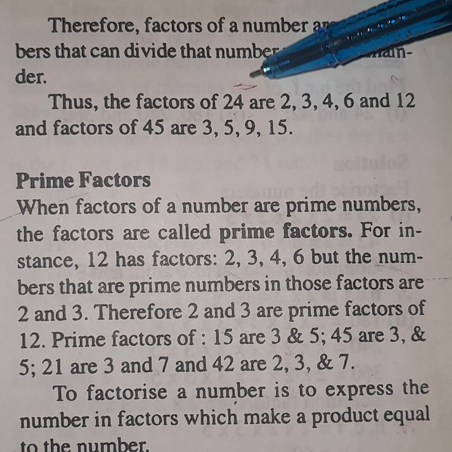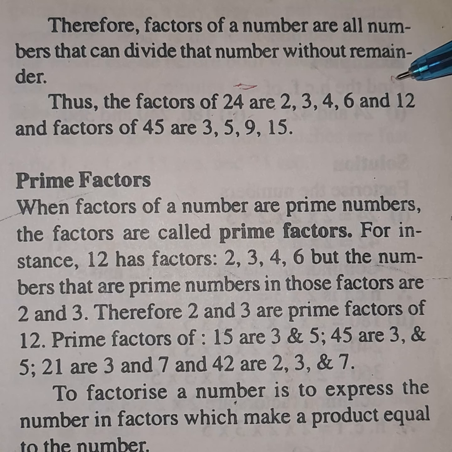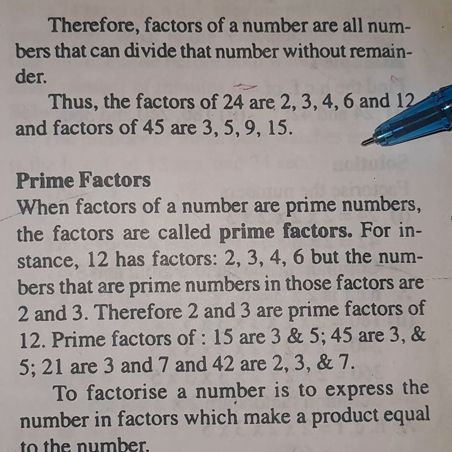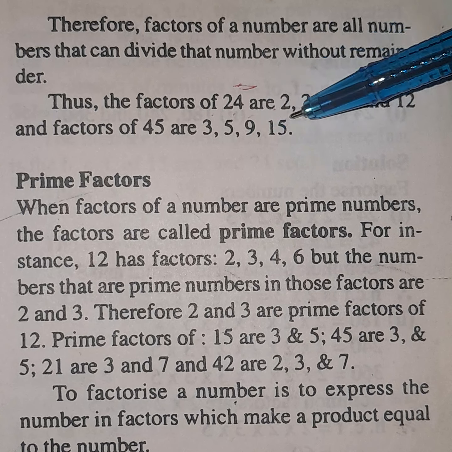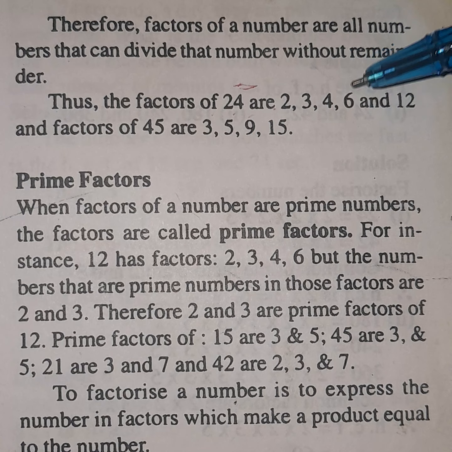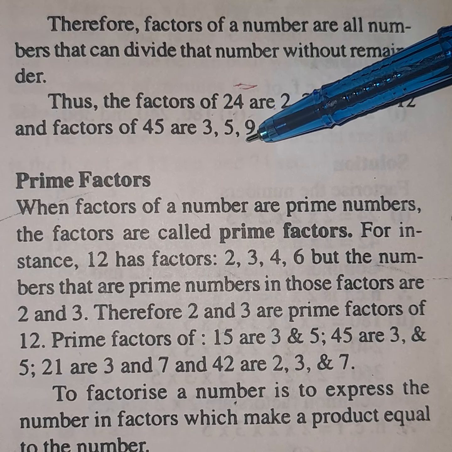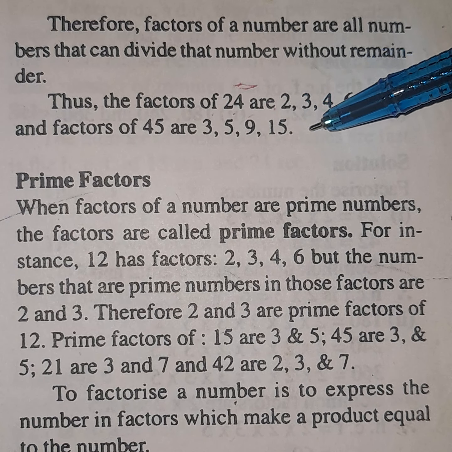Therefore, factors of a number are all numbers that can divide that number without remainder. Thus, the factors of 24 are 2, 3, 4, 6, and 12. The factors of 45 are 3, 5, 9, 15.